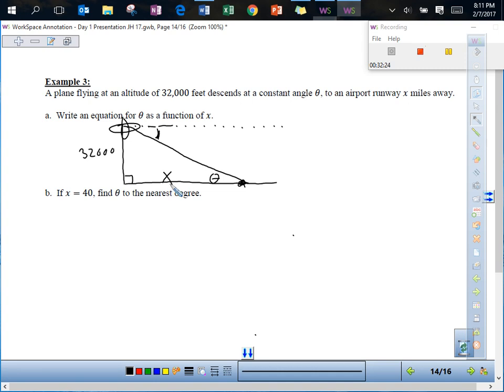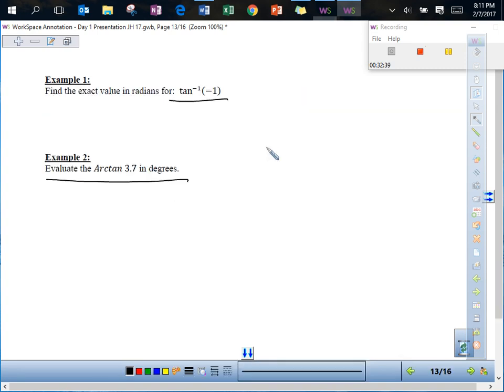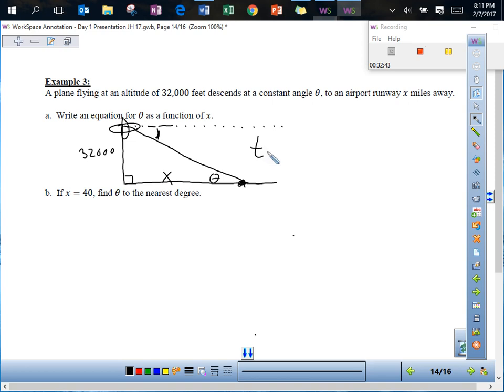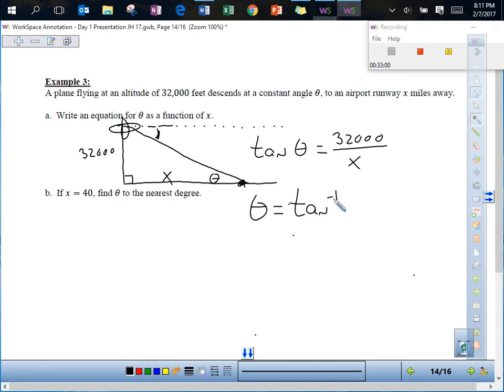My part A says this then. Write an equation for theta as a function of x. Well, when I look at this, it looks like the opposite and the adjacent. So tangent. So I'm going to go and say tangent of theta equals 32,000 over x. To solve this thing for theta though, theta is going to be inverse tangent of 32,000 over x. At this moment, we can't solve this because we haven't been given an x value. So that's my answer so far.